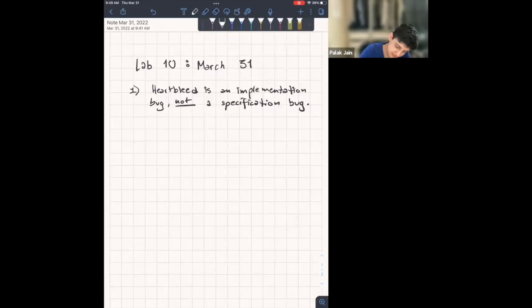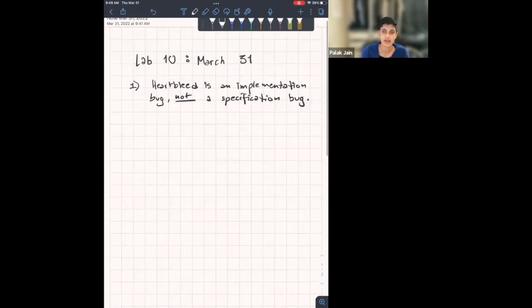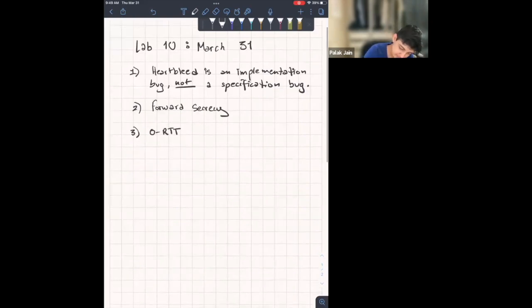at one. So the second thing that we're going to talk about a little bit today is forward secrecy, just kind of defining forward secrecy. And then just looking ahead, we're going to talk about zero RTT. And finally, hopefully we'll have time to talk about distributed trust.